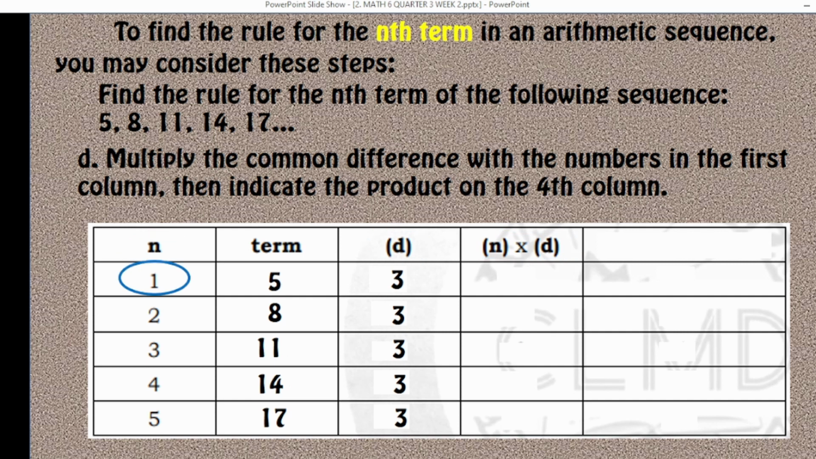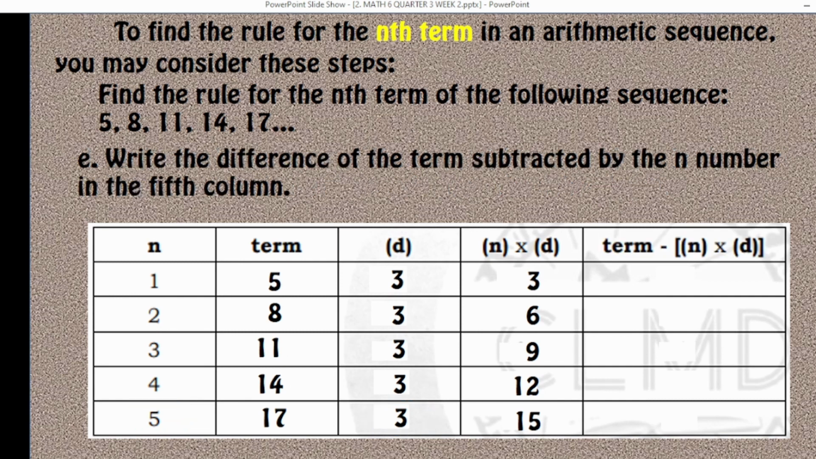So, simulan na natin. 1 times 3 is equal to 3. 2 times 3 is equal to 6. 3 times 3 is equal to 9. 4 times 3 is equal to 12. And 5 times 3 is equal to 15. So, ayan ang numbers na ilalagay natin sa ika-4th column.